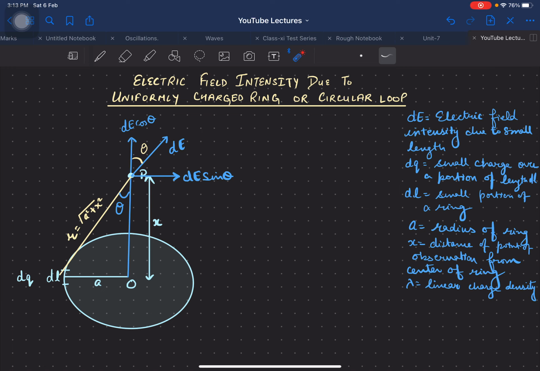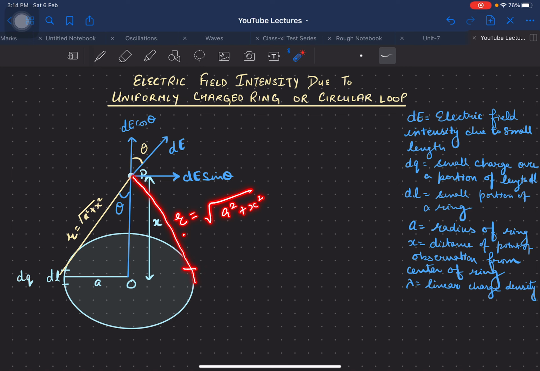I have to calculate the electric field intensity not just because of this small portion. I have to calculate the electric field intensity due to the whole ring. That is why I am going to take a diametrically opposite point to length dl, and again this small portion is taken as dl. If I mark this distance, it will also come out to be r, and its value will be under root of a square plus x square.